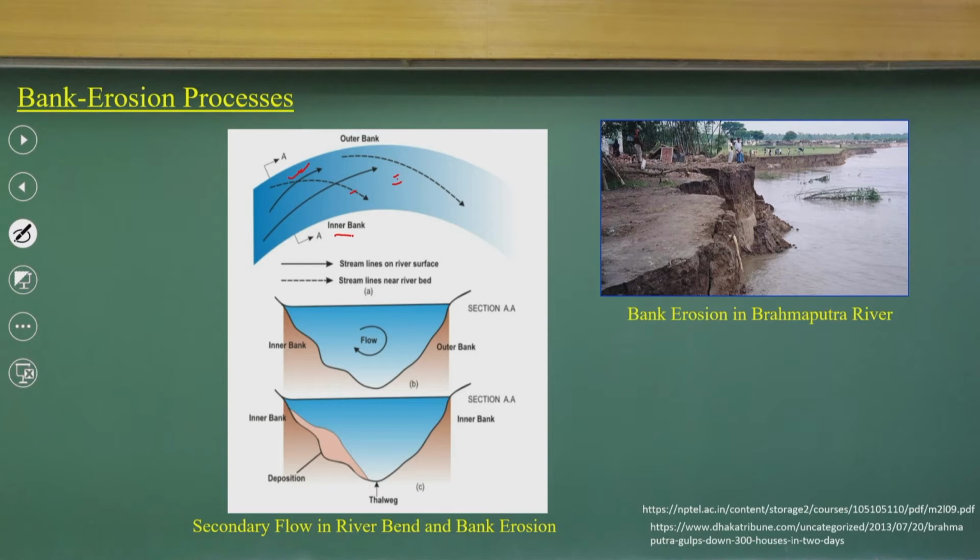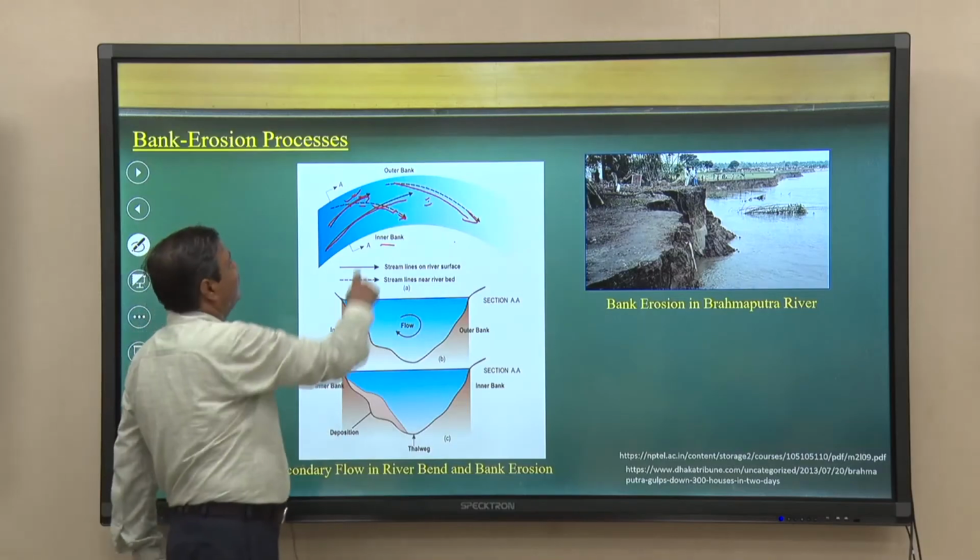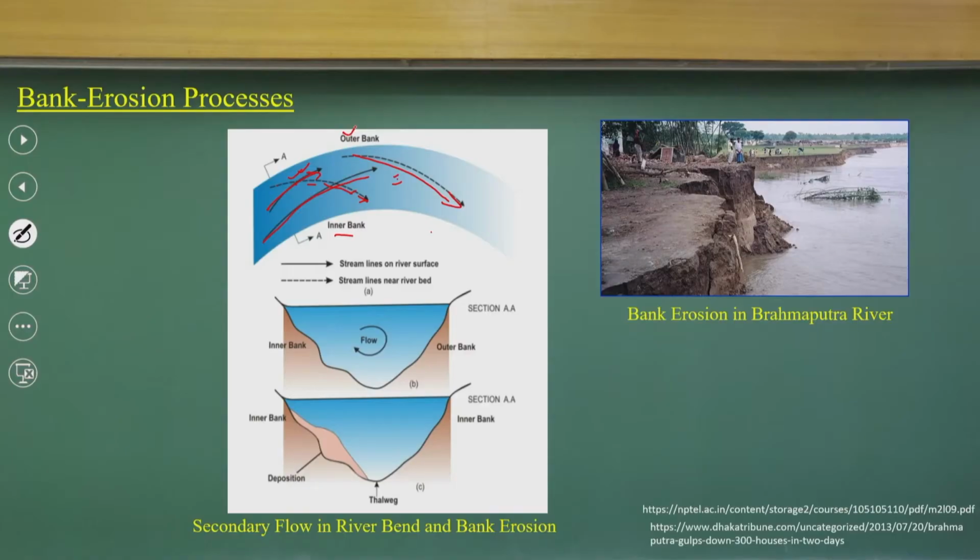Just try to understand how it happens. If you look at these pre-streamlines behaving like this, and the bed line streamlines working like this, because of that there will be outer bank erosion and an inner bank deposition process. That is what you can see in terms of the process, with the depositions here and erosions here. So, you will have an outer bank, and this is a line which is called the thalweg line.